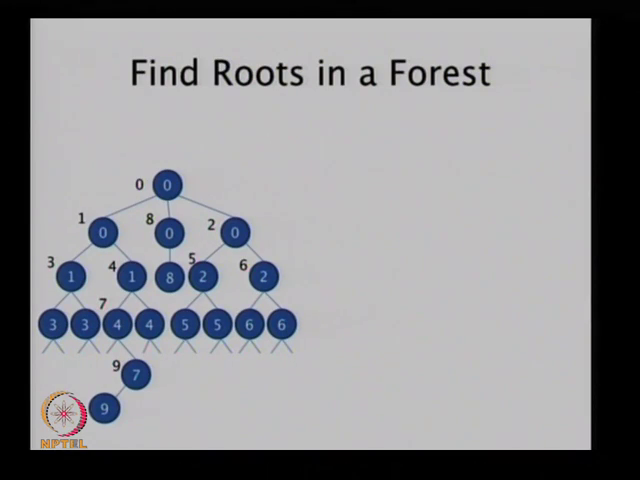How did pointer doubling work? I'm not going to go through the detailed example here because we've already discussed the main idea. In this case, the example is you find the roots of a forest. It's a tree, but disconnected, so it's a forest, and every node needs to find its root.